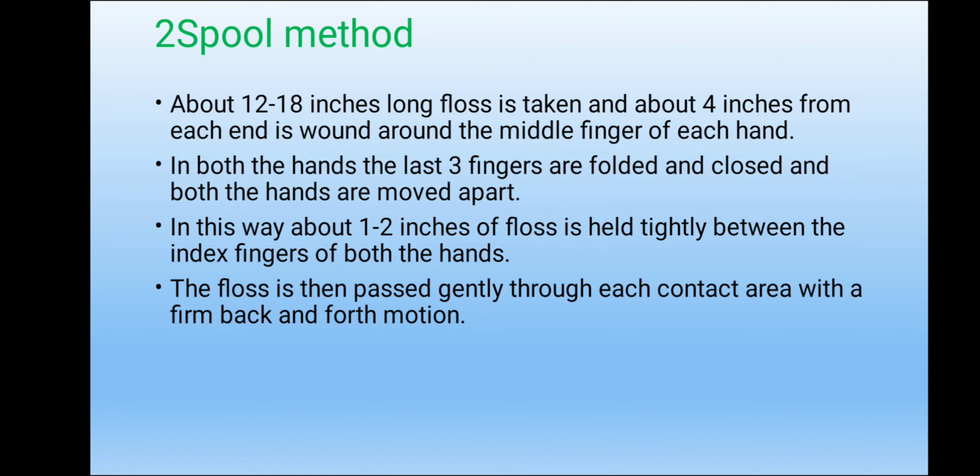Spool method. About 12 to 18 inches long floss is taken, even in this case, and about 4 inches from each end is wound around the middle finger of each hand. In both hands, the last 3 fingers are folded and closed, and both hands are moved apart. In this way, about 1 to 2 inches of floss is held tightly between the index fingers of both hands. And this floss is passed gently through each contact area with back and forth motion. So this was done even in the case of the circle or loop method.